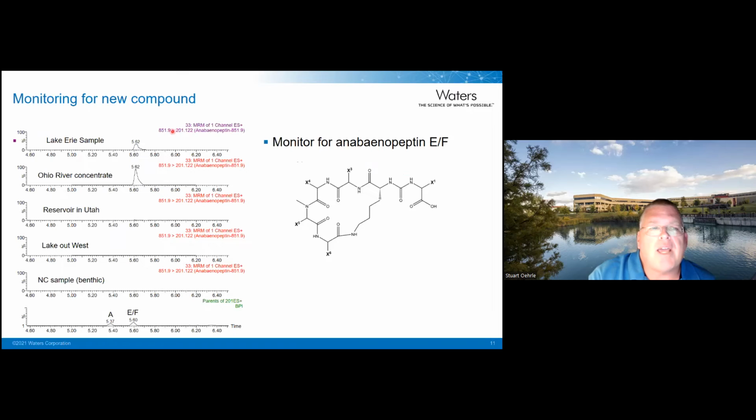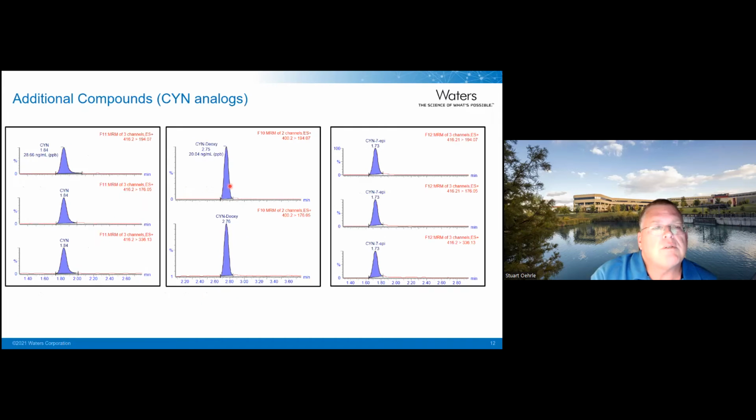So now we can go back and monitor these samples looking for anabaenopeptin E and F, and you can see in the case here for this Lake Erie sample, this Ohio River sample, and these samples from out west, they were not present. So you won't find it all the time, but it's neat to be able to actually go in and look for it.